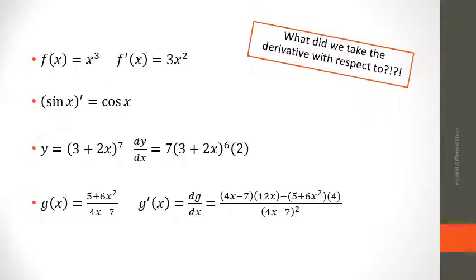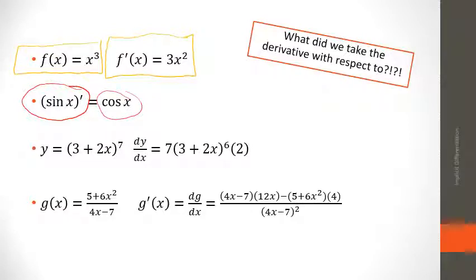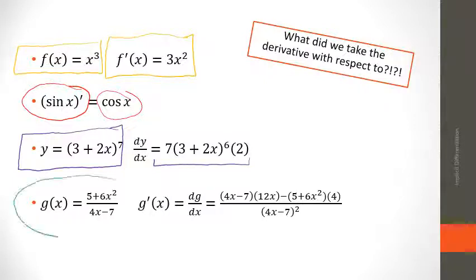So these are some examples of what we've done so far this semester. We have f of x equals x cubed, and we find the derivative is 3x squared. And we have sine x, derivative is cosine x. And then the next example, we have an example of chain rule, and then its derivative. And then the last one, we have quotient rule and its derivative.